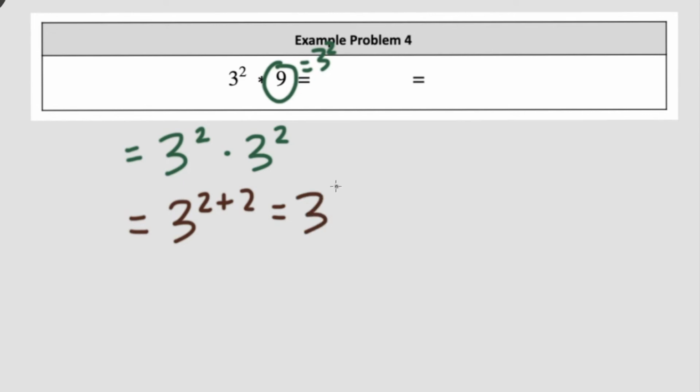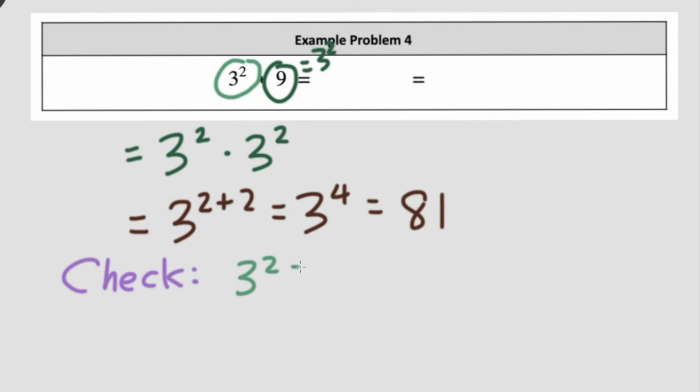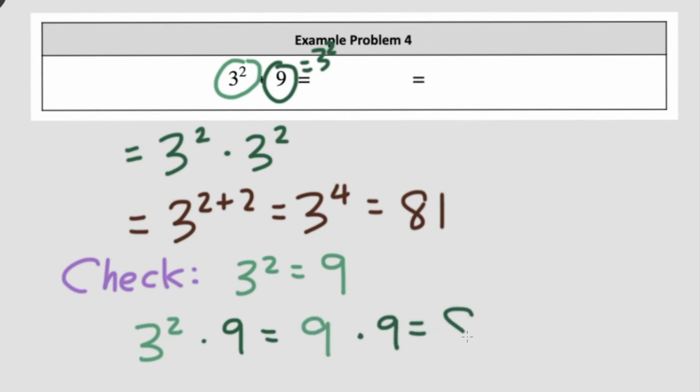We can rewrite this as 3 to the power 2 plus 2, which is equal to 3 to the power 4, which is equal to 81. Now, I know you're getting tired of me saying this, but I'm going to say this one more time. You need to check your work. So I'm going to check it right now, and I'm going to put it in light green this time. 3 to the power 2 is equal to 9. So 3 to the power 2 times 9 is equal to 9 times 9, which is equal to 81. And I'm going to write this in the box up there.